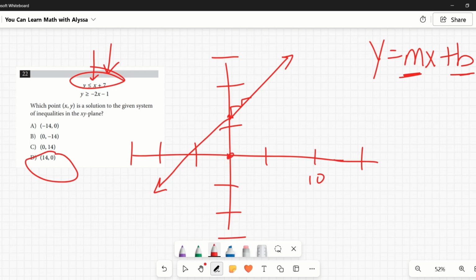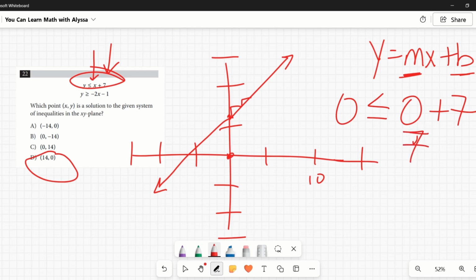You could pick a point. I like (0, 0) if it's not on the line. Plug it in and see if it's true or false. If it's true, that's where you shade. If it's false, you shade on the other side. So here, plug in a 0 for y and a 0 for x. Is 0 less than or equal to 0 plus 7, or 7? 7.